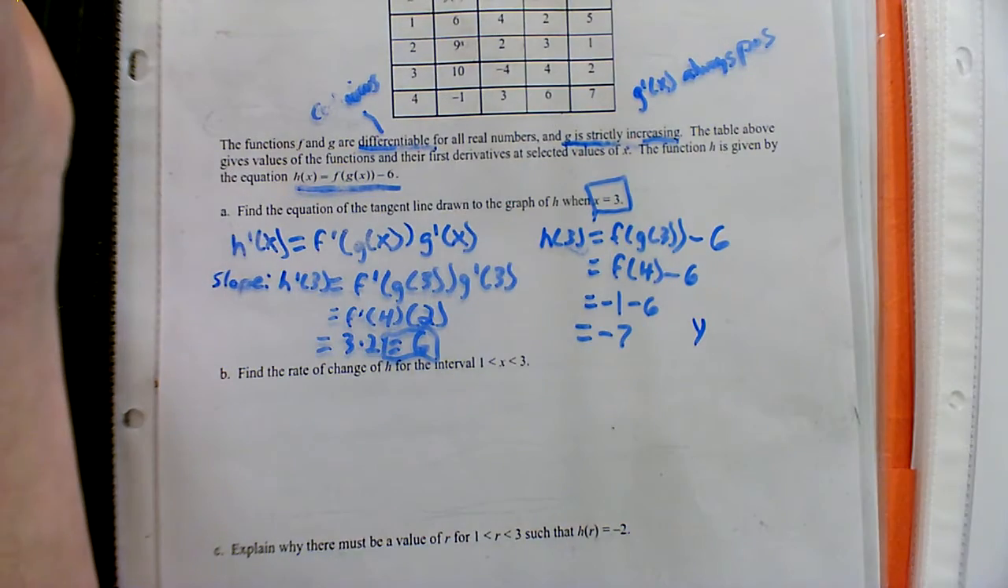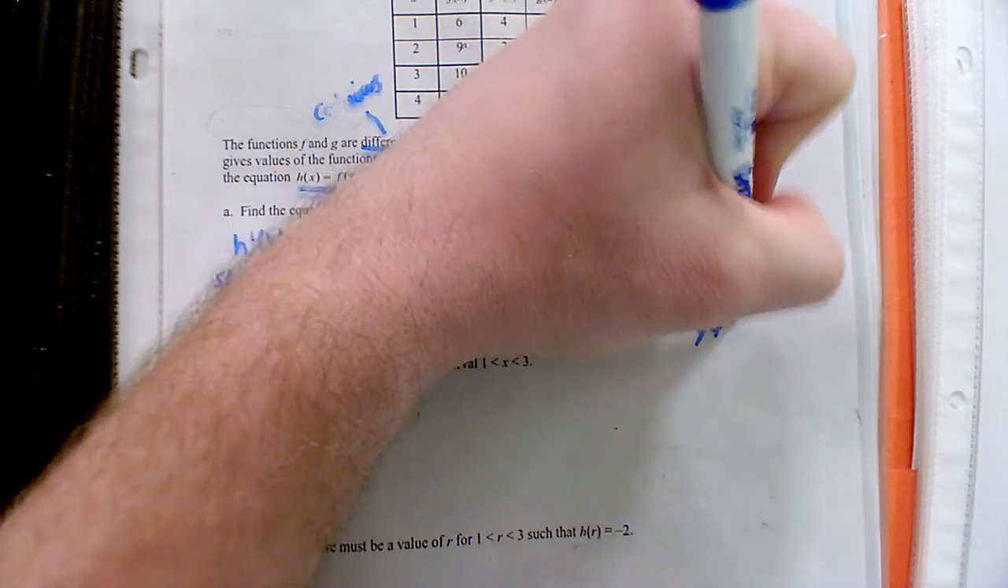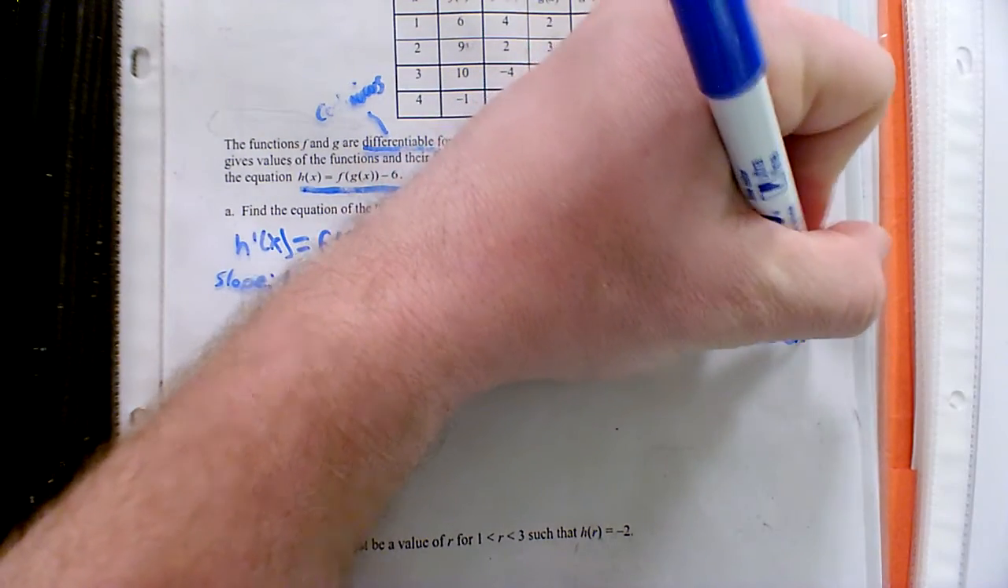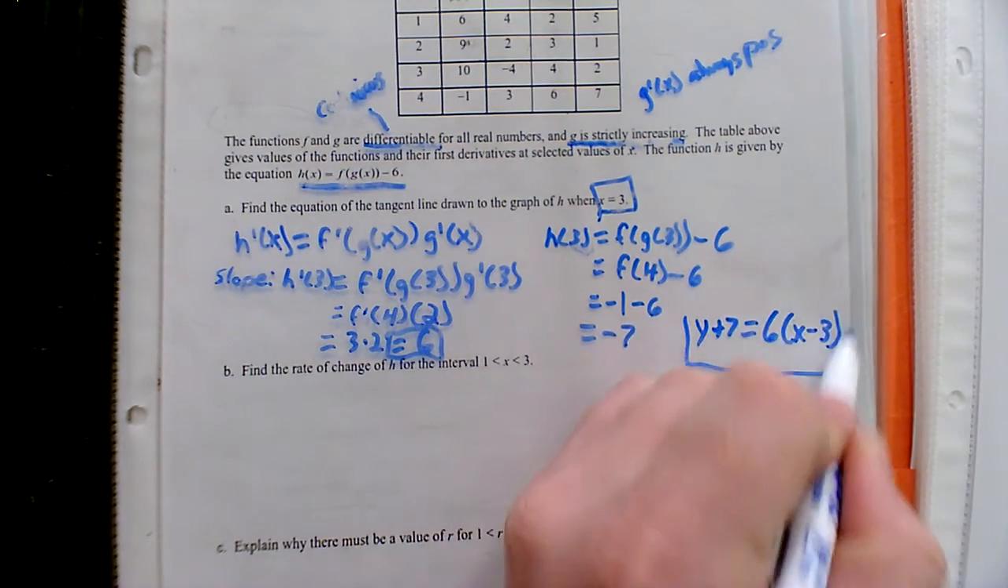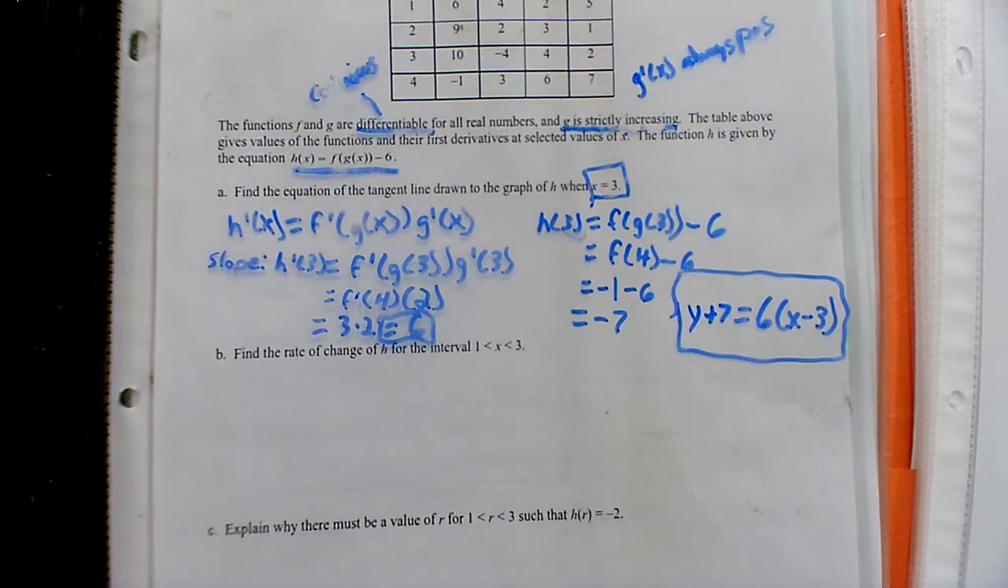y plus 7 equals 6 times x minus 3. This is what they're looking for. Very good.